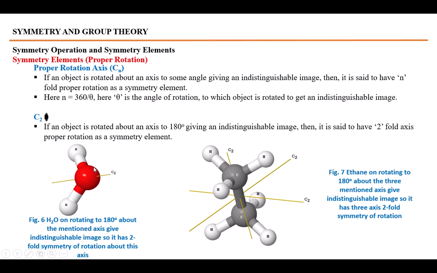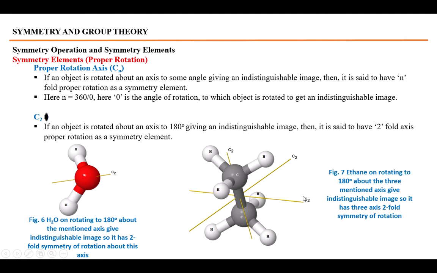same image again. On rotation of 180 degrees, this hydrogen would take the place of this hydrogen and this will take the place of this hydrogen atom. So a 180-degree rotation will make the water indistinguishable. Meaning if you rotate the water molecule by 360 degrees about this axis, it will give you the same image two times. Hence C2 exists as a proper rotation axis in the water molecule.